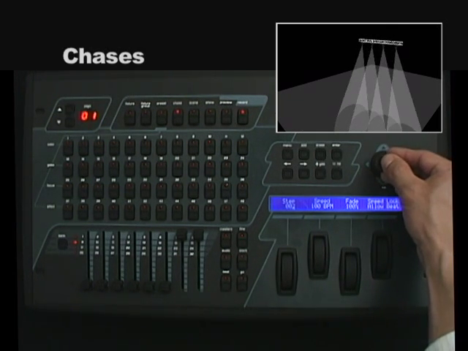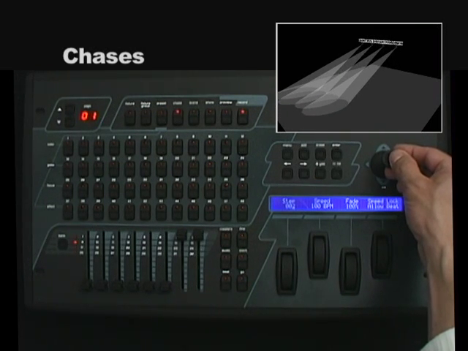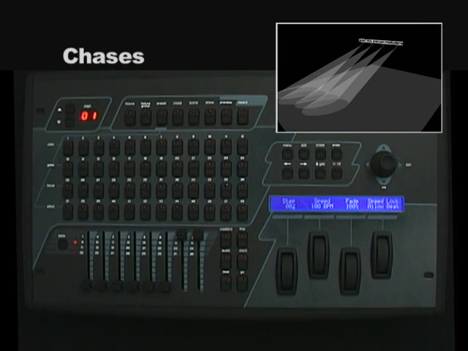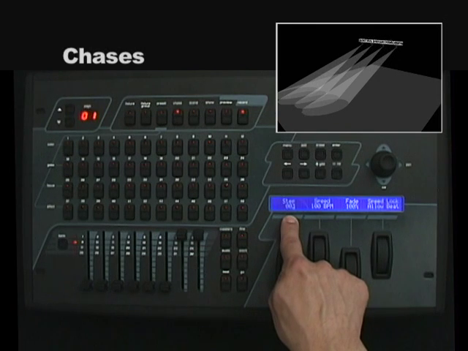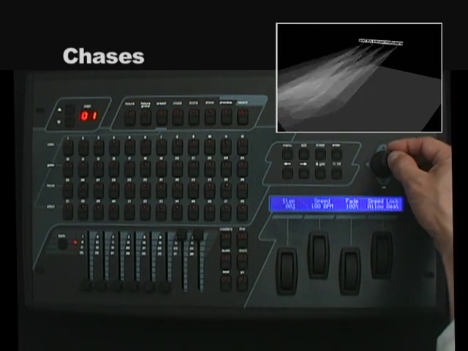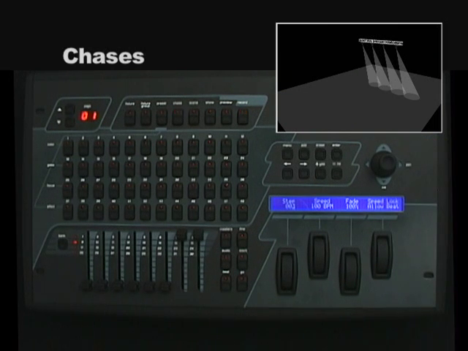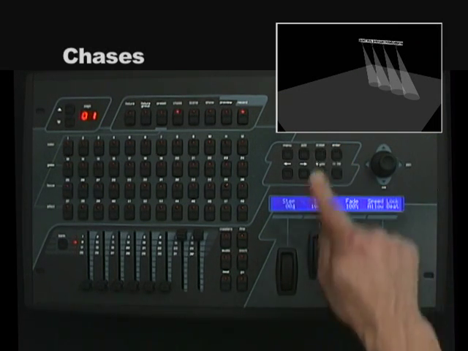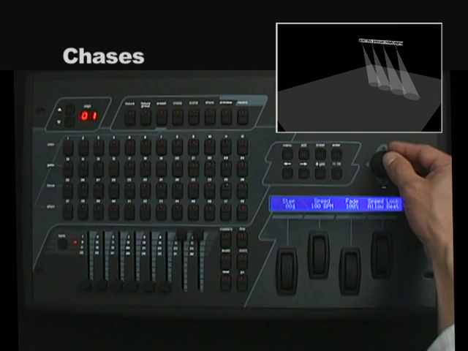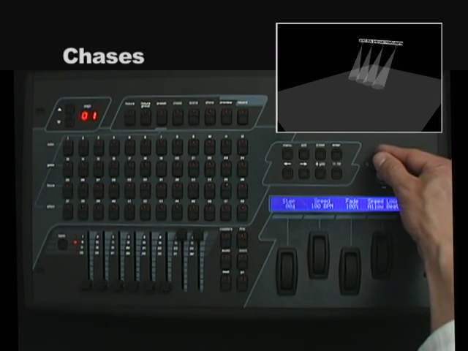I'll once again use the joystick to set my second step. Then once again press enter. Your chase step will once again advance by 1. I'll adjust my joystick for my third position. Then press enter. I'll once again use the joystick to adjust to my fourth position.